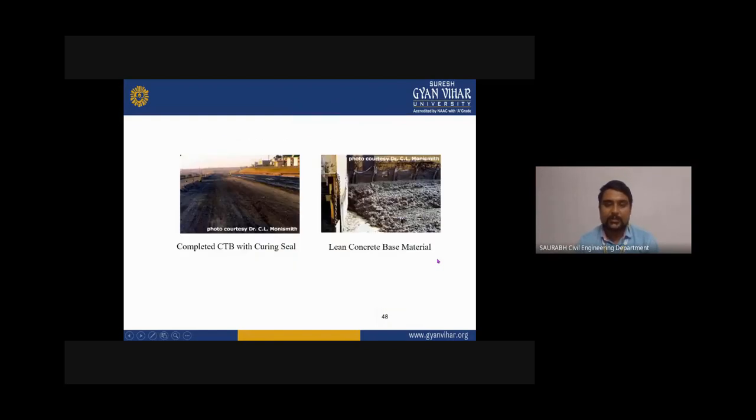Now you can see here this is your completed CTB with the curing seal, and this is your lean concrete base material, which you can see here. This material is used for the design of rigid pavement.